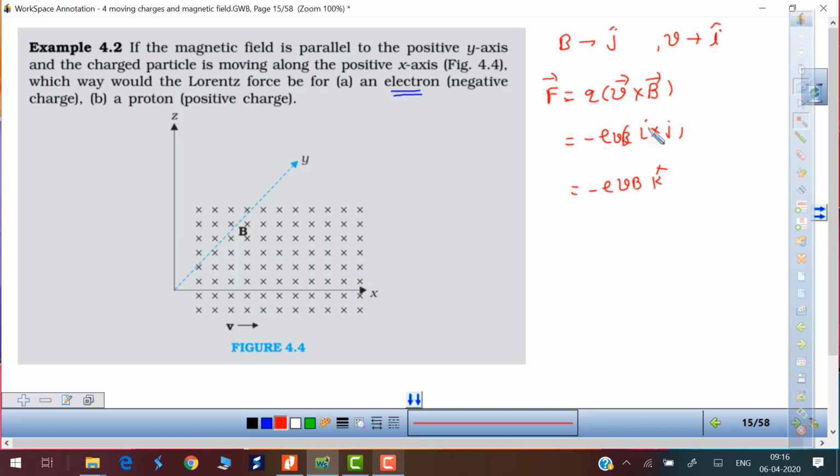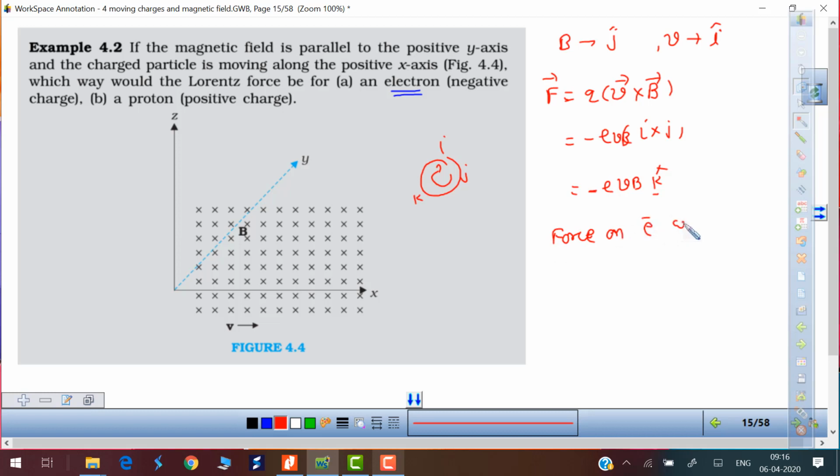So I write directly formula q v cross B. V is in the direction of i and B is in the direction of j, and the charge is negative. So i cross j gives you k. I cross j, you know this, i j k. So if you move in the order, it is positive. If you move in a reverse order, it is negative for cross product. And so this is negative sign because of the negative charge.